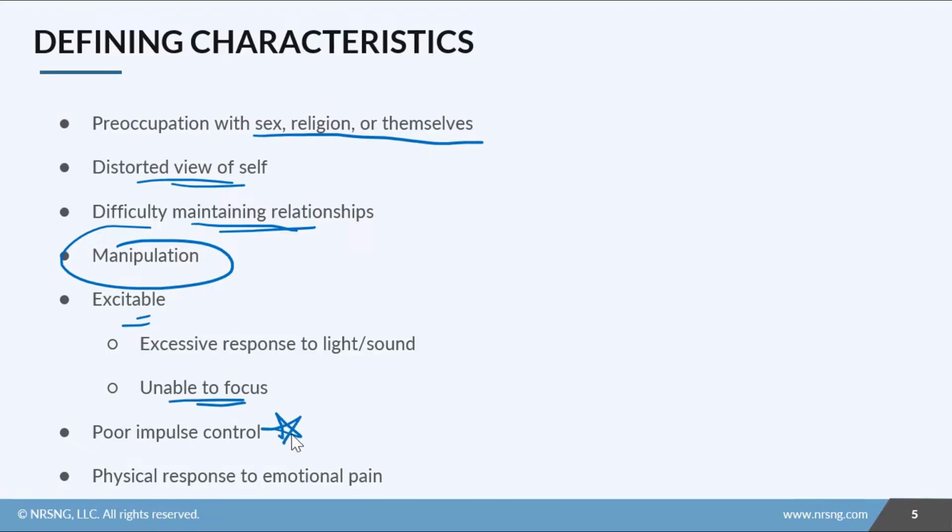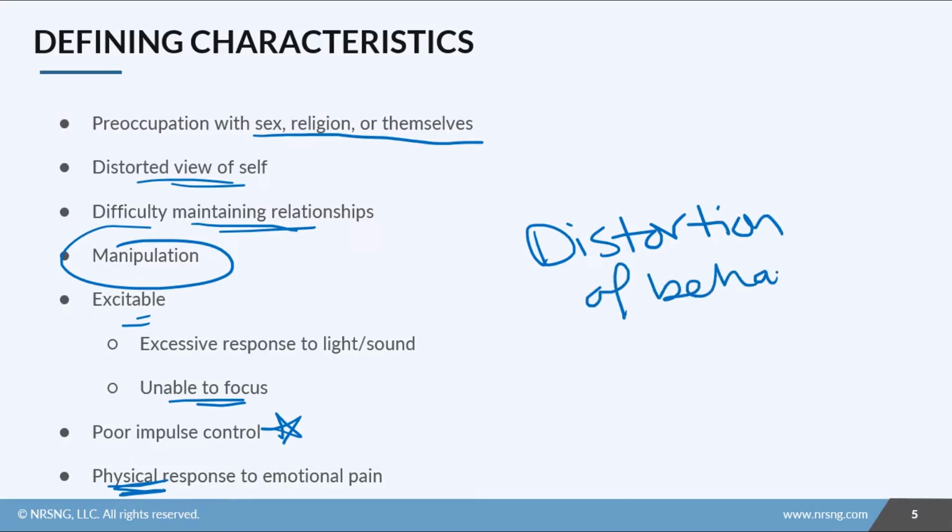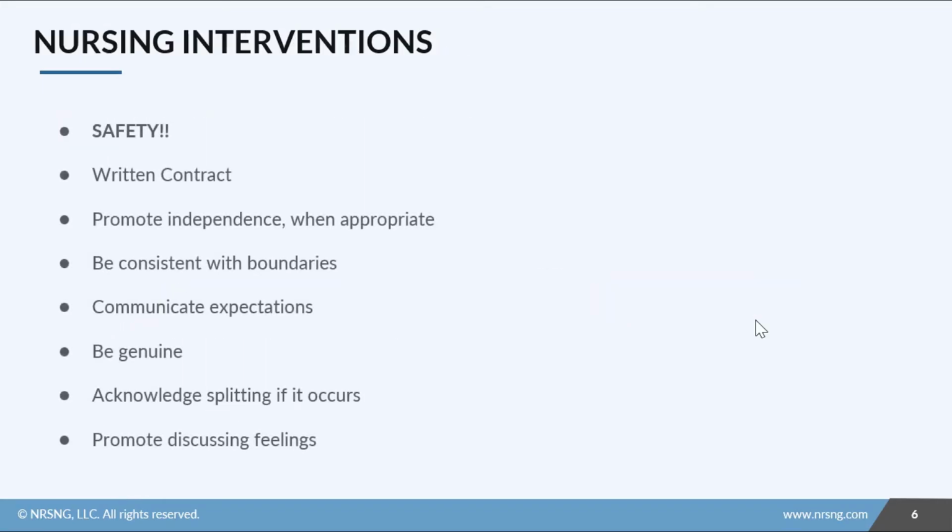And then we also see that many clients with personality disorders tend to deal with their emotions using a physical response, like becoming agitated or violent. All of this has to do with this distortion of their normal behaviors and their normal interactions with other people. So that being said, safety is always our number one priority. We assess for self-harm. We may possibly create a written contract with them stating that they won't harm themselves or anyone else while they're in our care.